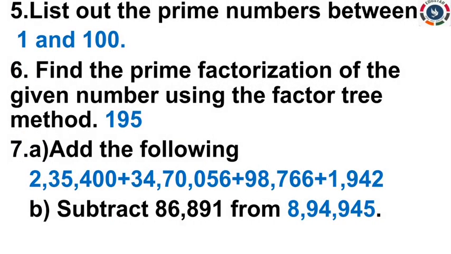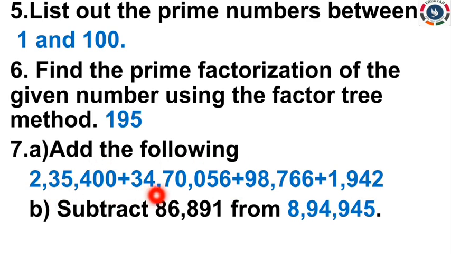Then fifth one, list out the prime numbers between 1 and 100. Already we have studied 25 prime numbers that you want to write here. And sixth one, find the prime factorization of the given number using the factor tree method. 195, so you apply the factor tree method here. Seventh one, add the following. 2,35,400 plus 34,70,056 plus 98,766 plus 1,942. So add all those values to find it.